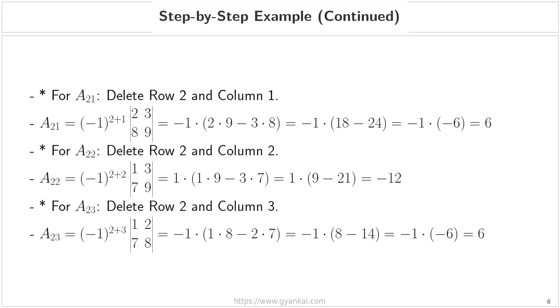Now that we have identified our elements from row 1, let's move on to the heavy lifting. Step 2, where we calculate the actual cofactors for row 2. Remember, to find a cofactor, we use the formula where the sign is determined by -1 raised to the power of the row index plus the column index, multiplied by the determinant of the remaining minor. Now that we have all three cofactors for row 2, we are ready to move to the next slide to see what happens when we multiply our row 1 elements by these specific values.